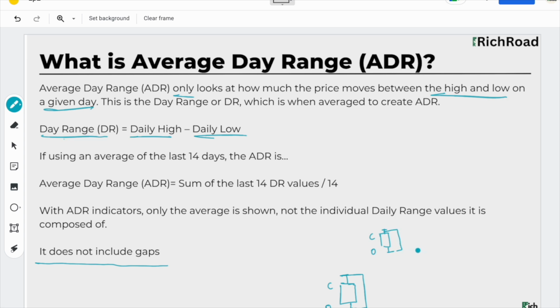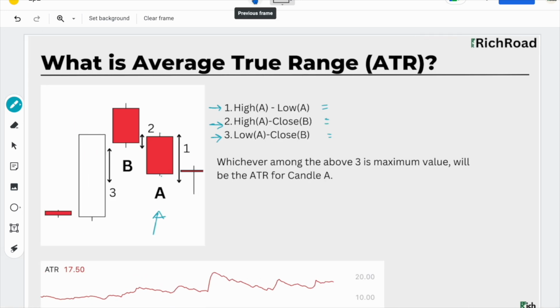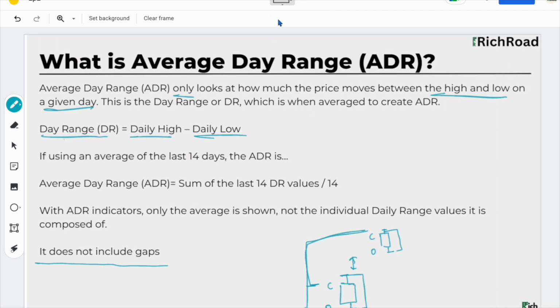And what will be the ATR here? The ATR will be pretty big. This will be the ATR. Do you understand the difference now? ADR doesn't see this gap as anything. It doesn't matter. But in ATR, the gap matters. Why does the gap matter? Because in the formula, there is closing of B candle, which is the previous candle. So in relation to the previous candle's close, where are the lows and the highs of the next candle? It matters in the ATR, not in the ADR.